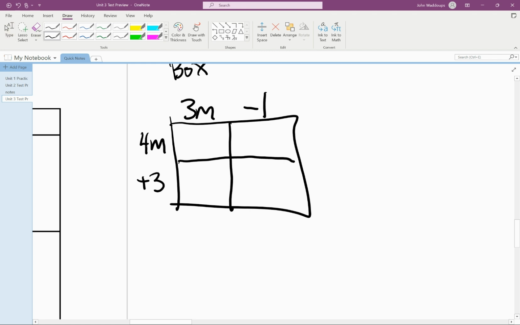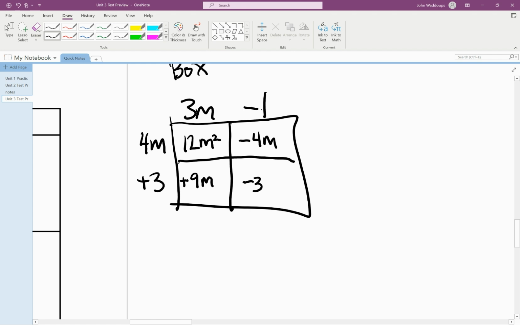So 3m times 4m. Now 3 times 4 is 12, and m times m is m squared. 4m times a negative 1 would be a negative 4m. 3m times 3 would be a 9m. And it's positive, so it's a good idea to put that plus there so you remember. And then a positive 3 times a negative 1 would be negative 3.